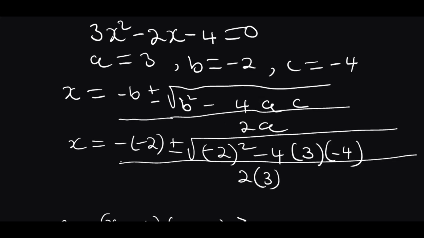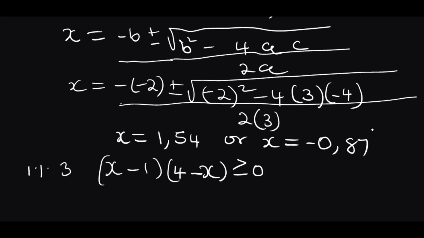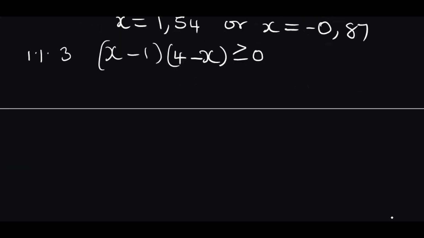Then we need to put all this information in a calculator. If we put this information in the calculator, we find that x = 1.54 or x = -0.87. Right, we're done with 1.1.2. Now let us move on to 1.1.3.